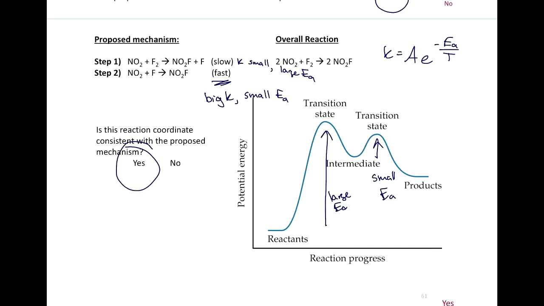What method do you like the most? Initial rates, graphing, or mechanisms? Or you don't care? You don't care? I like mechanisms, it's fun. It's like a little puzzle.